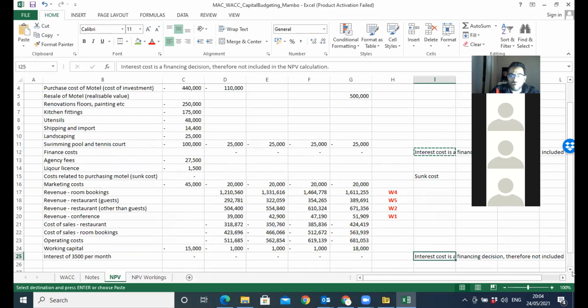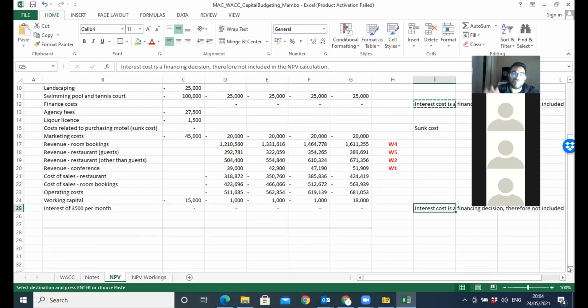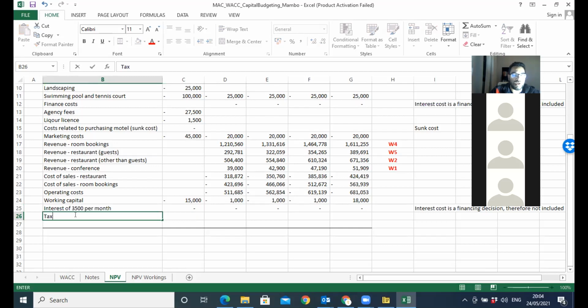Now we must work out tax. Remember, one of the 5 principles of capital budgeting, it must be after tax. So therefore, we're going to do tax over here. I'm going to do tax as a separate calculation, which is going to be working 6.